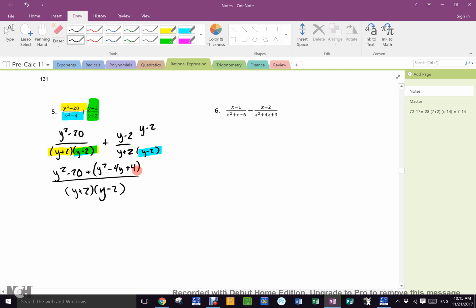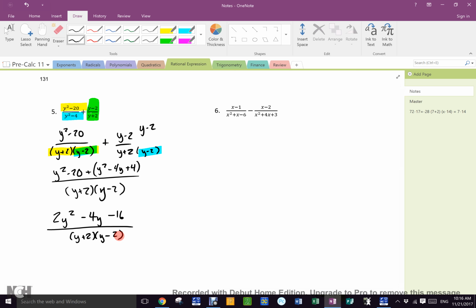What should I do in that numerator? Same thing we do every time I say, what should we do now? I should simplify, shouldn't I? I got a y squared there plus another y squared. How many y squareds do I have? 2 y squareds. Plus negative 4y. Any other y's? No. So minus 4y. And negative 20 plus 4. What's that? Negative 16. Yeah? Over y plus 2, y minus 2. Now what?